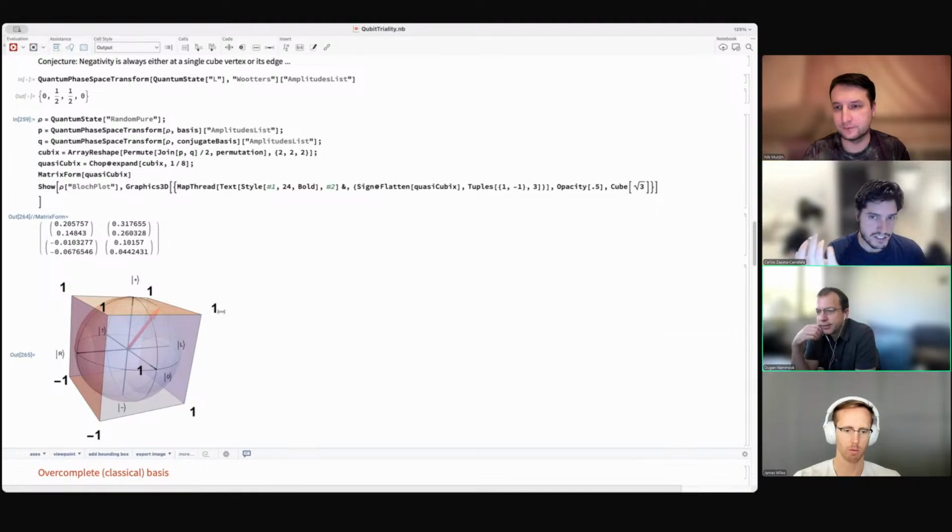Right. It's not linear. It's an affine subset that doesn't include the origin. It's not a linear set. Exactly. It's an affine space, right? It's an affine subspace of that.